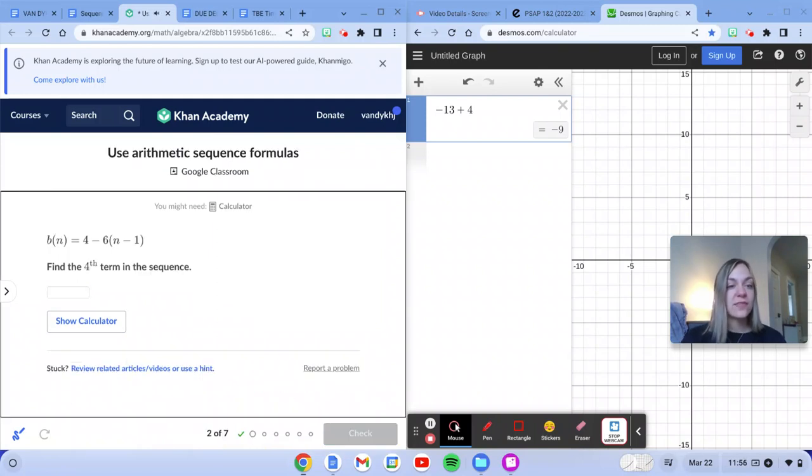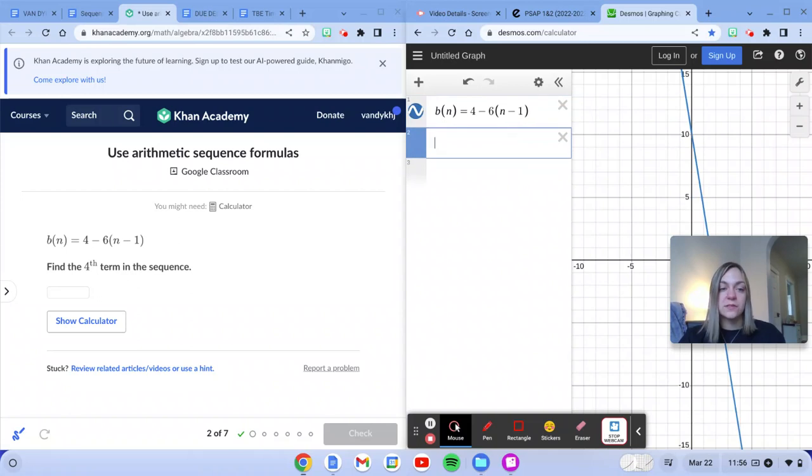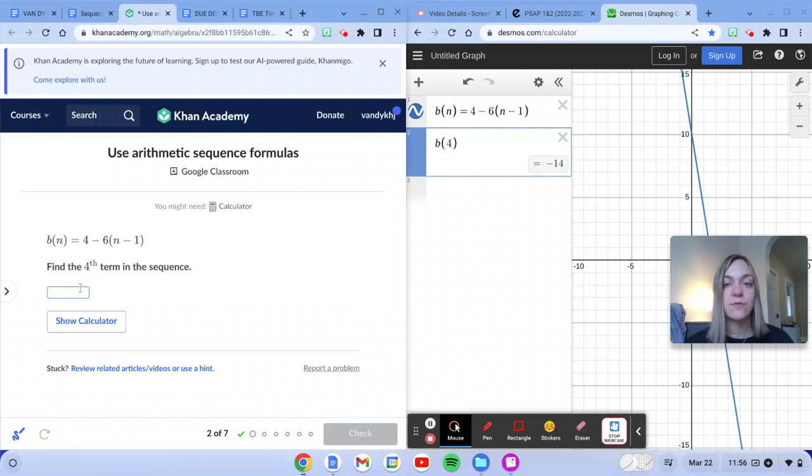Hopefully we get another one like that we can talk about. This one is going to be super duper similar to function notation. So I'm just going to type in exactly how it appears. And if we're trying to find the fourth term in the sequence, that's like saying n is 4 or x is 4. So b parentheses 4. It's going to give me my answer of negative 14.